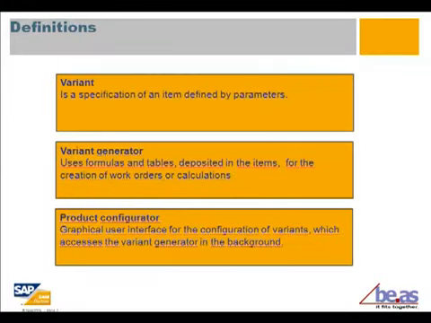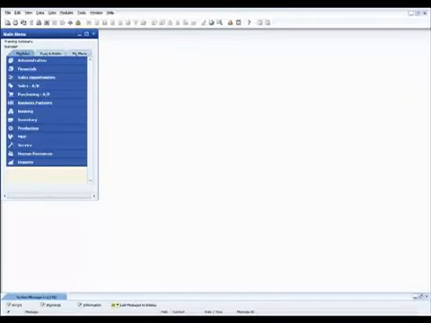The easiest way is to create variants of an item by entering parameters in the item master. If you have several parameters, you can also store them in tables of formulas. These are accessed by the variant generator at the moment when a calculation or a work order is created. A very comfortable tool is the product configurator, a graphical interface which allows to incorporate rules and conditions for an unlimited number of variants. I'm now going to demonstrate how easy it is to use the Bayes product configurator.